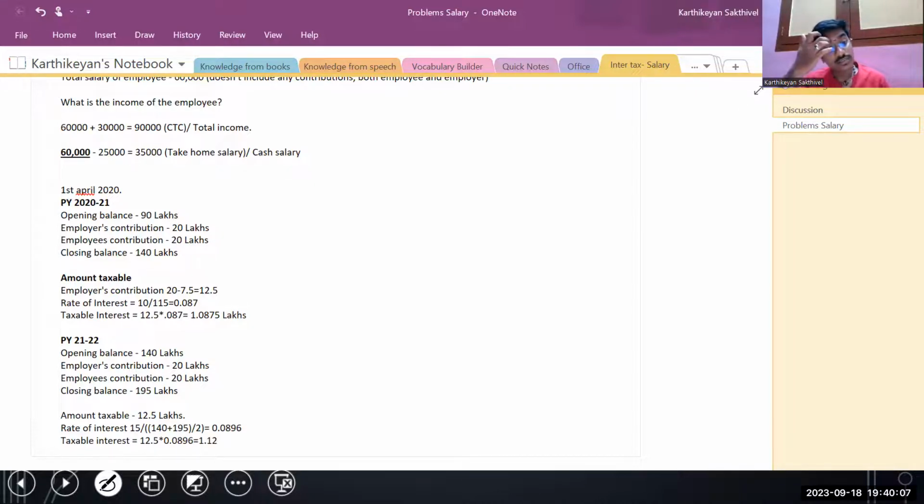Is my answer right or wrong? 20 plus 12.5 into 0.0896 taxable. எதுக்கு பார்க்கணும் 20? Employer contribution taxable தானே? இல்ல நான் எம்ப்ளாயர் கான்ட்ரிபியூஷன்ல 12.5 மட்டும் டாக்ஸபிள் கரண்ட் இயருக்கு. கரெக்டா? இப்போ இந்த 12.5 இன்ட்ரெஸ்ட் நான் கண்டுபிடிக்கிறேன். இல்ல 20 lakhs ஓட இன்ட்ரெஸ்ட் தானே? இல்லையே, நம்ம அப்படி பார்க்கவே இல்லையே.